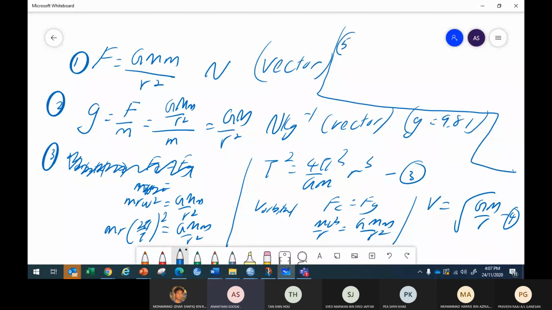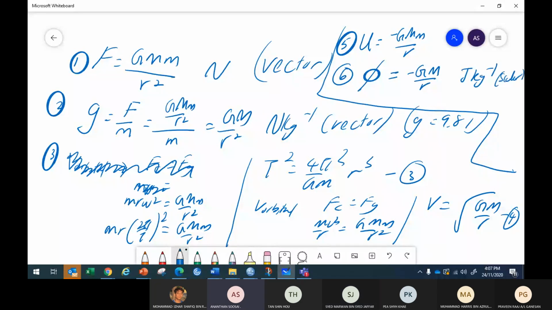Then the fifth one, gravitational potential energy, U. The formula is negative GMm over r. Something new you learn, sixth, is gravitational potential, negative GM over r. The unit is joule per kg, and it's a scalar quantity. The potential energy unit is joule, also a scalar quantity.